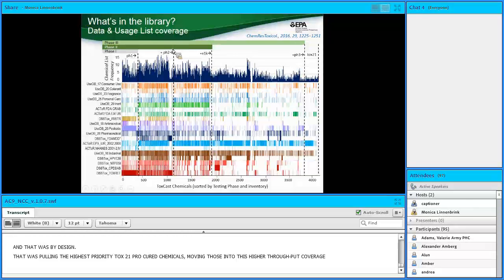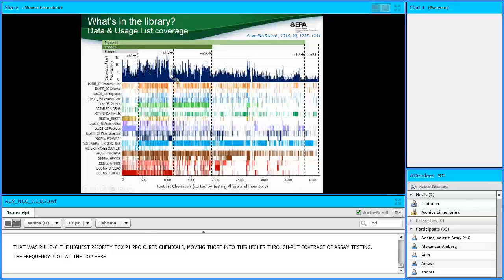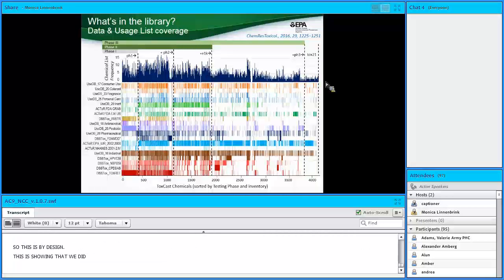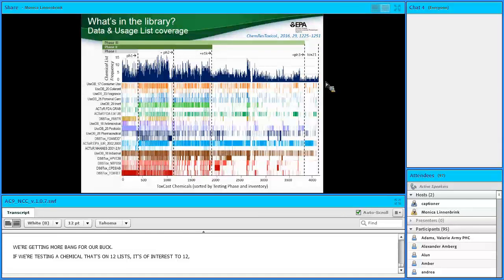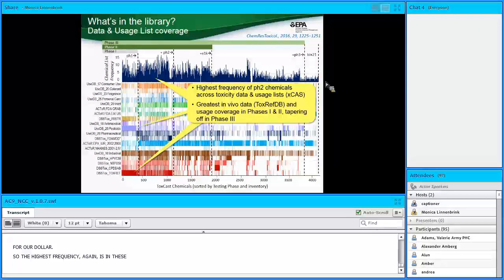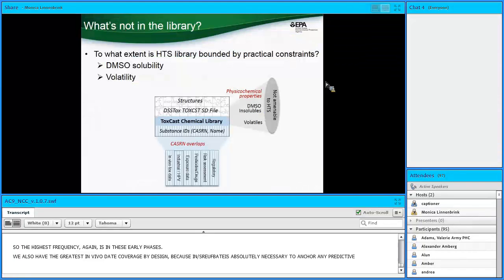The frequency plot at the top here shows you the higher frequency overlaps relative to later testing in the phase 3 inventory, where we're pulling in chemicals that have less and less overlap with these many lists. So this is by design. This is showing that we did try to achieve multiple overlaps. We're getting more bang for our buck. If we're testing a chemical that's on 12 lists, it's of interest to many more stakeholders, and we are potentially getting more information for our dollar. So the highest frequency, again, is in these early phases. We also have the greatest in vivo data coverage by design, because in vivo data is absolutely necessary to anchor any predictive modeling efforts that we would pursue.